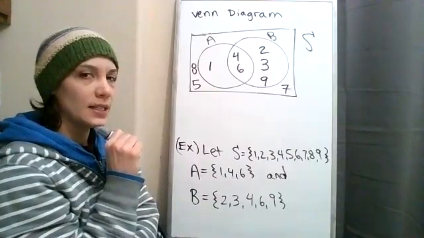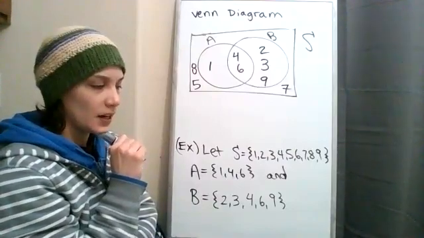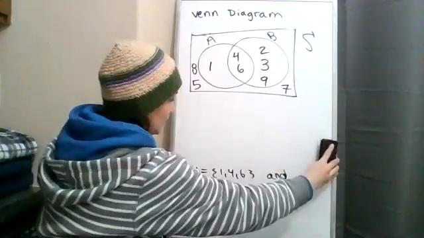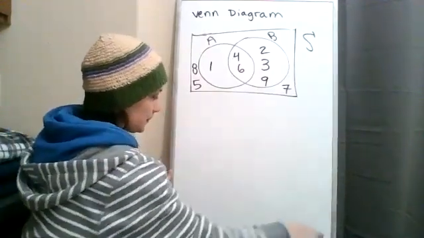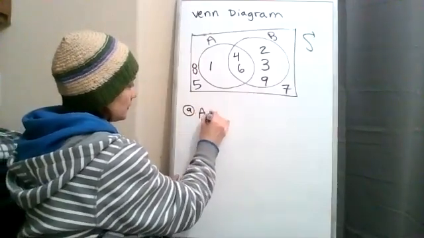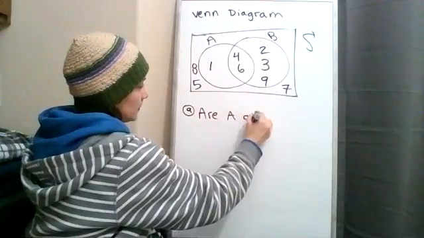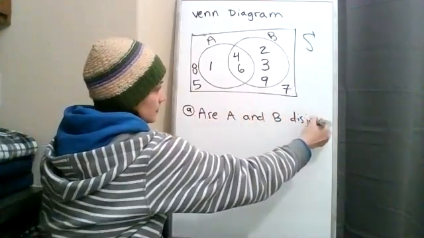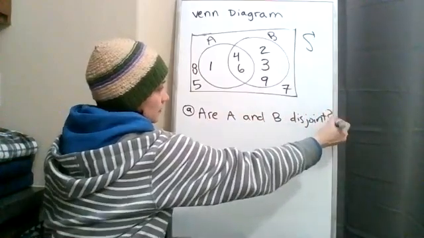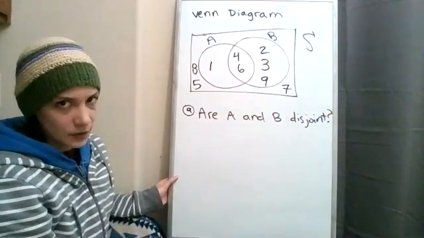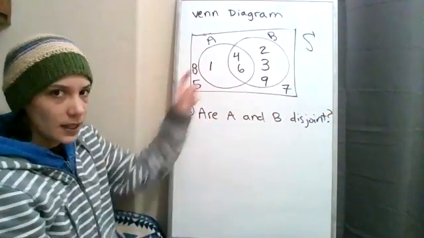We're going to start with asking, are these sets disjoint? A and B are not disjoint. They share common elements, the numbers 4 and 6.